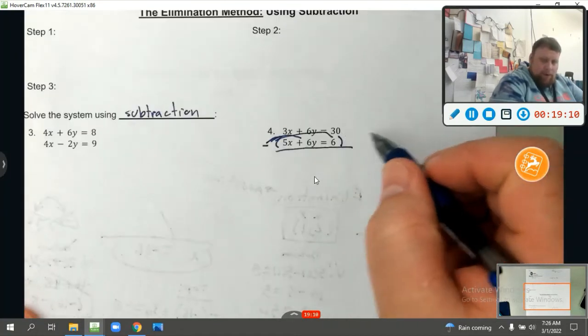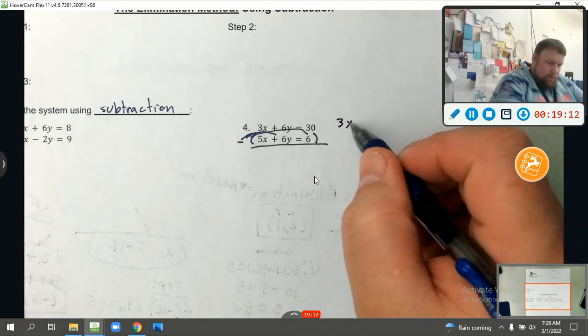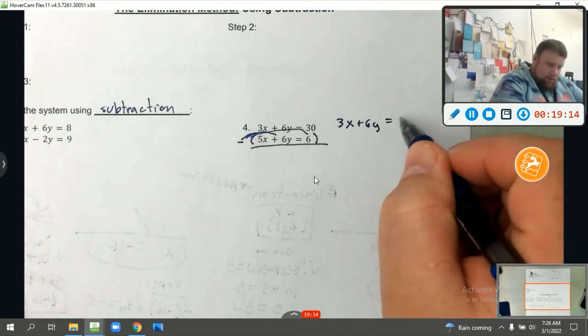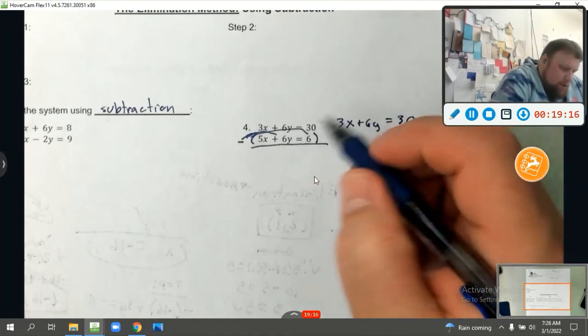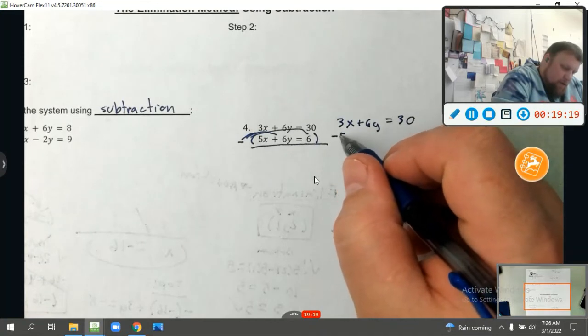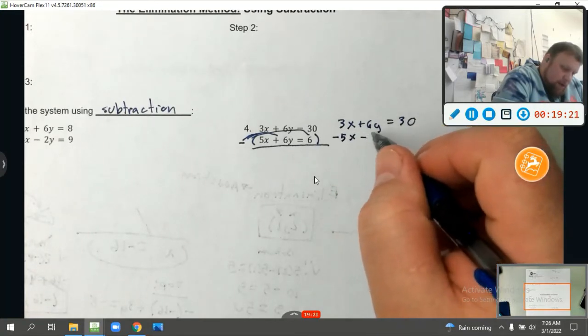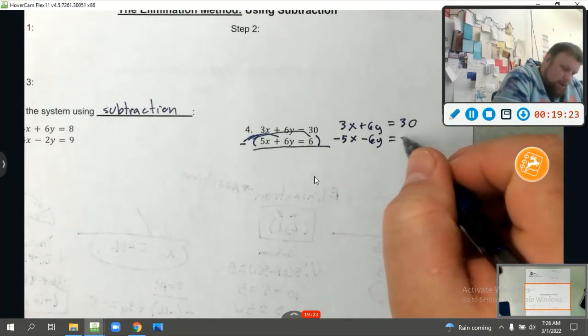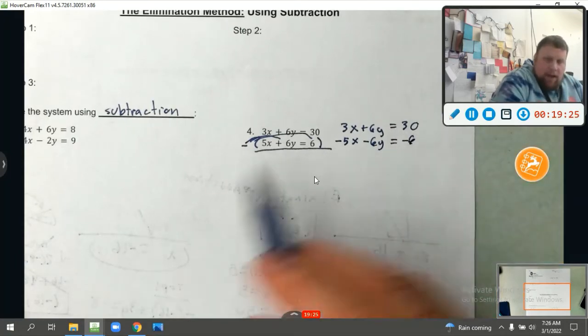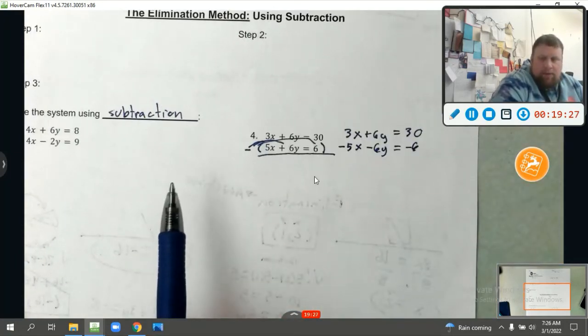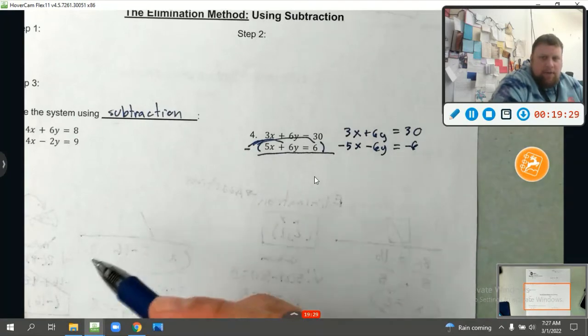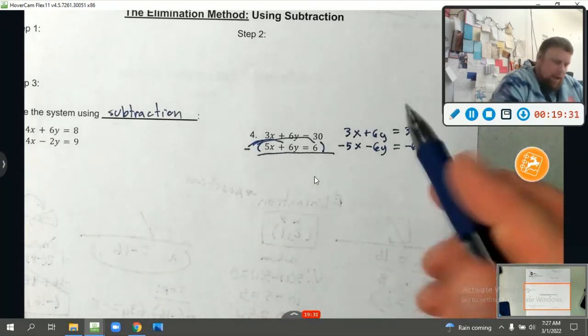And I'm going to rewrite these equations to the side. So this one stays the same, 3x plus 6y equals 30. But this is going to become negative 5x minus 6y equals negative 6. See how I've distributed that negative, and it just makes everything inside opposite. If it was positive, it's negative, if it's negative, it's positive. These were all positive, so they all became negative.